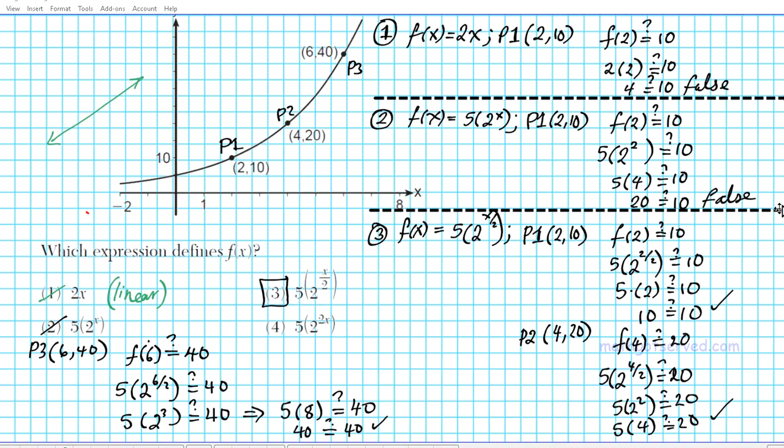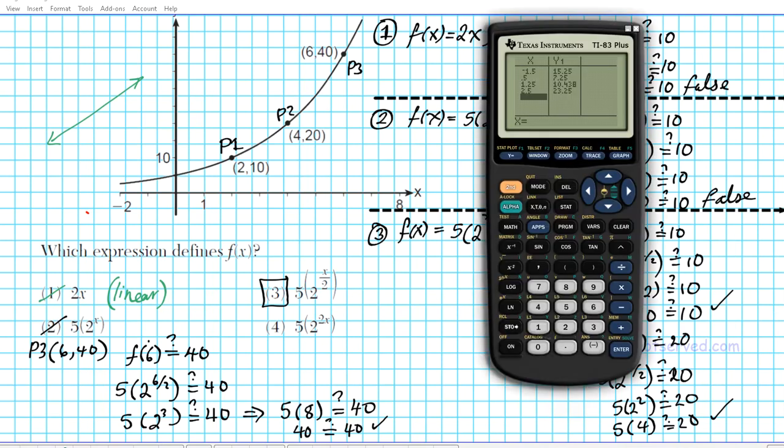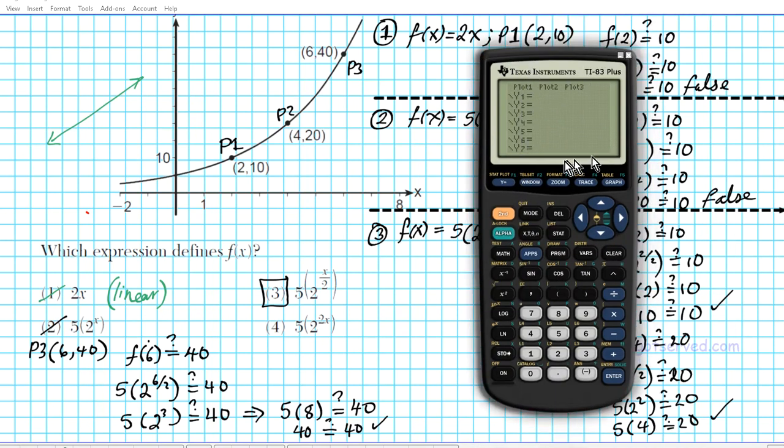Alright, another way that you can do this problem, since you're allowed to use a calculator on the exam, is by making use of the graphing calculator. Okay, so what you can do, if you want to use a graphing calculator, is you simply enter these 4 functions into the graph, take a look at the table, and see which one satisfies these 3 points. Okay, so let's do that real quick.